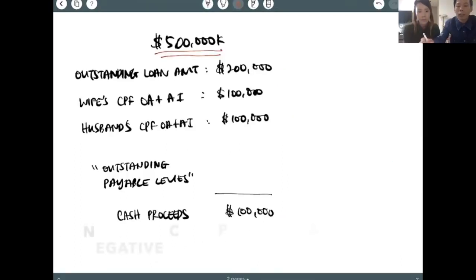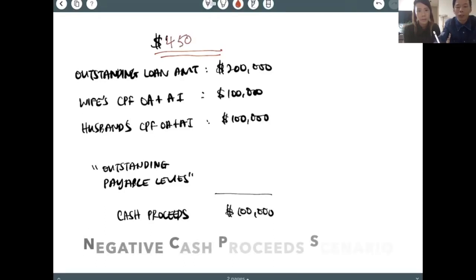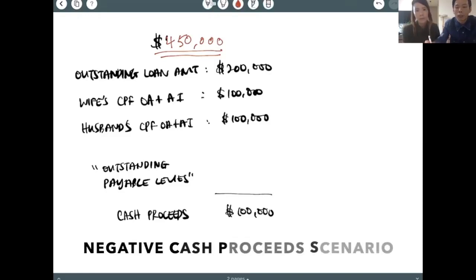An example, if the value of the flat currently right now is 450,000, and your outstanding loan is 200,000, and the CPF used plus accrued interest becomes 150,000. What happens in this scenario is, will you still receive cash? 450,000 minus your outstanding loan of 200,000 minus your 150,000 CPF used plus accrued interest minus another 100,000 CPF used plus accrued interest, you'll be left with $0 cash proceeds.